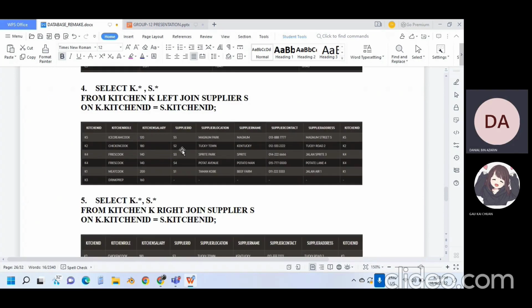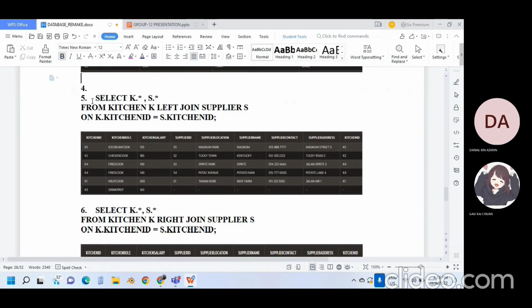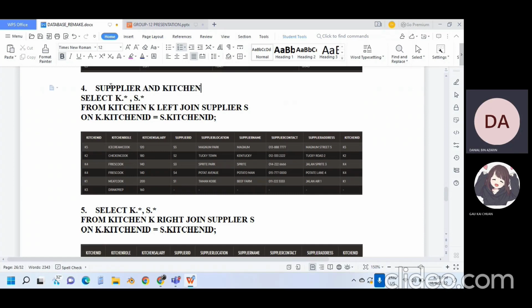Then we have the outer join for the kitchen and also the supplier. So the syntax will be select k.* and s.* from kitchen k left join supplier s on k.kitchen ID equals to s.kitchen ID. So this is the left join.